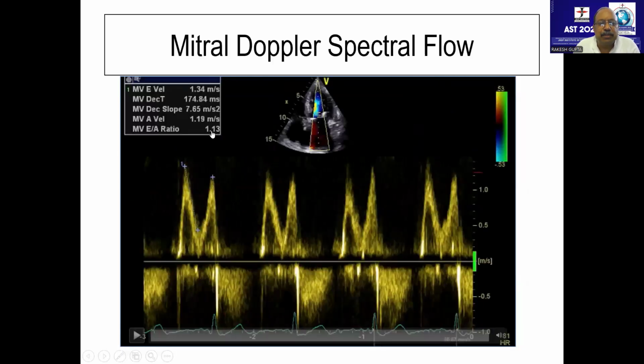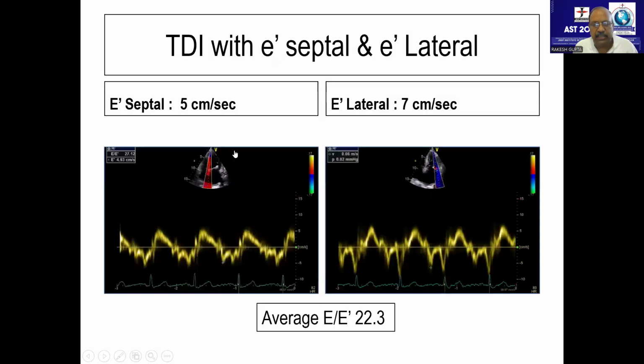This is what the mitral Doppler spectral flow looks like in a normal subject. Normally, we have an E wave which is taller and an A wave which is smaller. This ratio can become E smaller, A taller, or the E/A ratio could be more than 2, which indicates elevated filling pressures. So again, we will come back to this spectrum over a period of time.